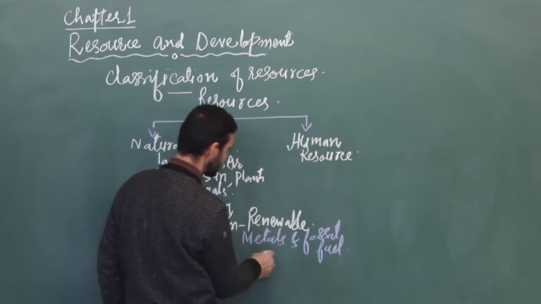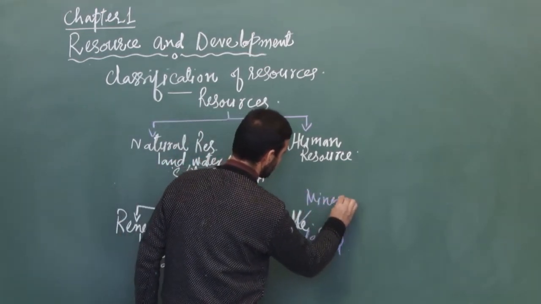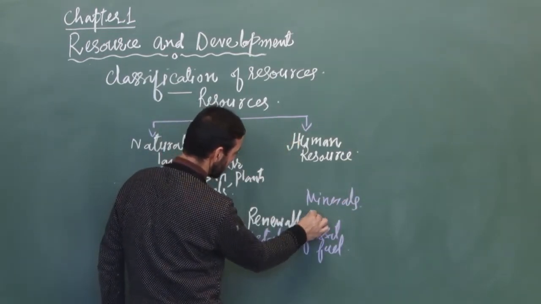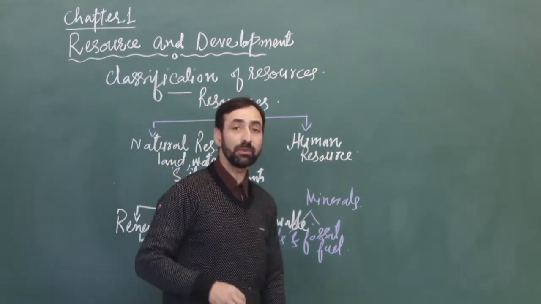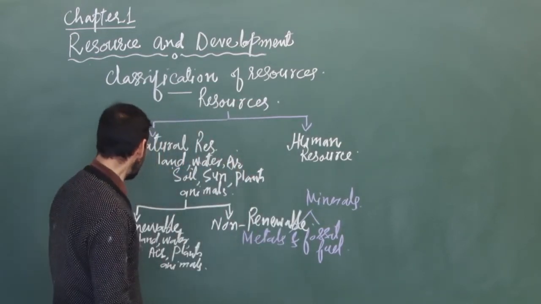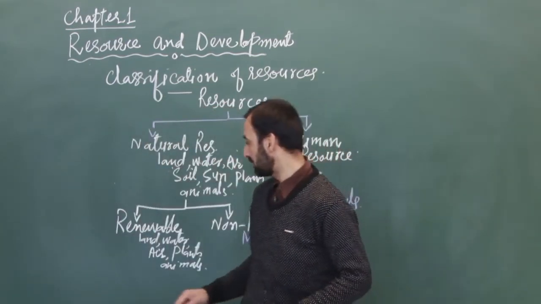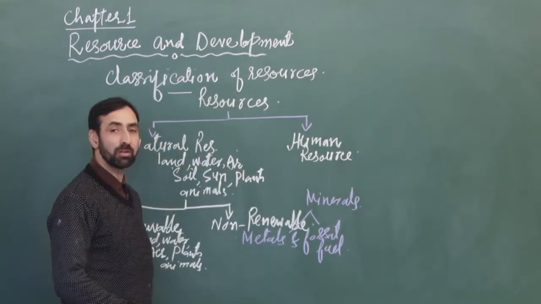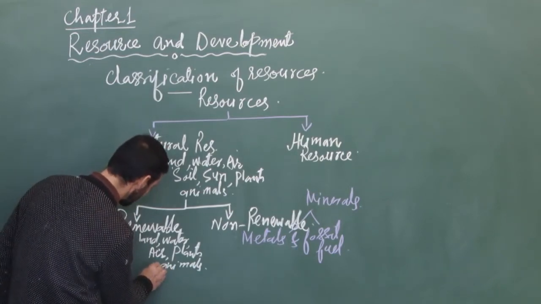Both these resources are also referred to as minerals. Minerals have two subtypes: one is fossil fuels and the second is metals. We can say metallic and non-metallic resources. First of all, renewable resources. Renewable resources are further classified into two subtypes, that is continuous resources and biological resources.